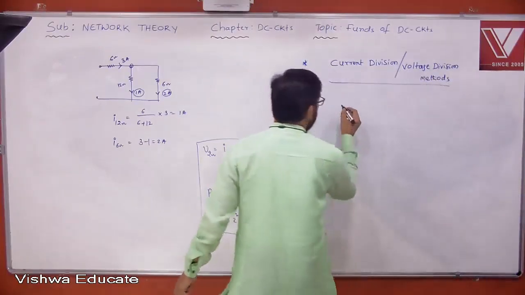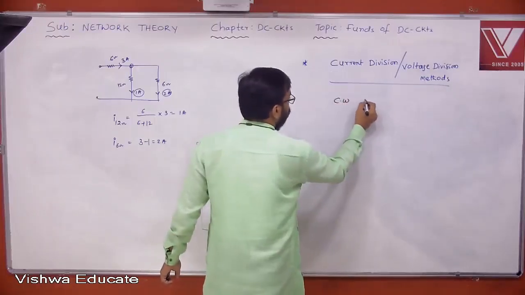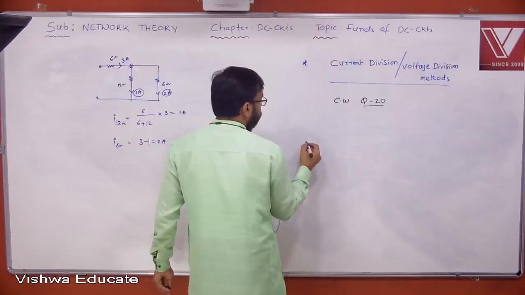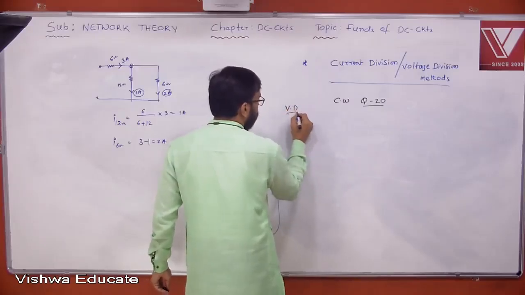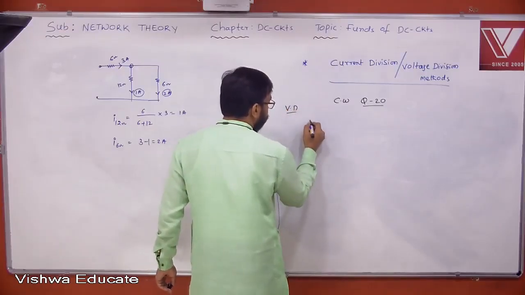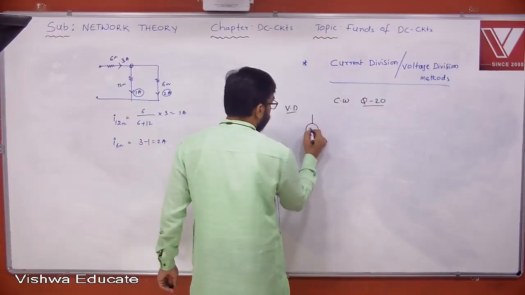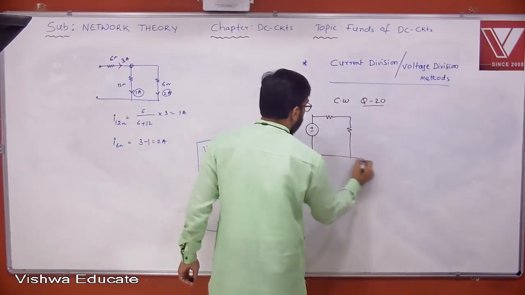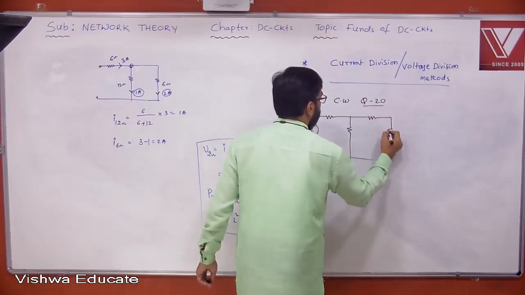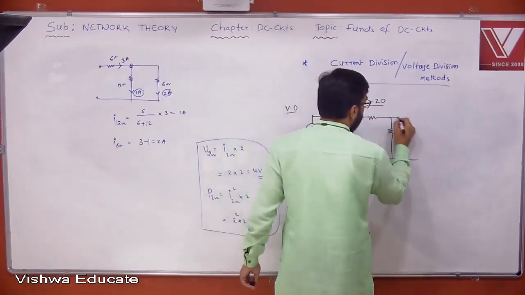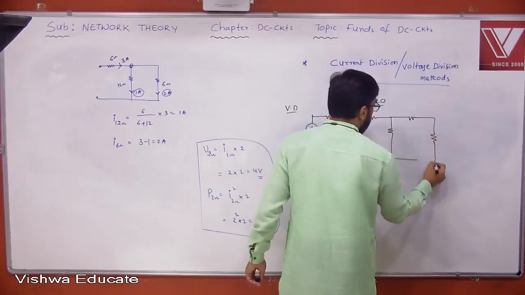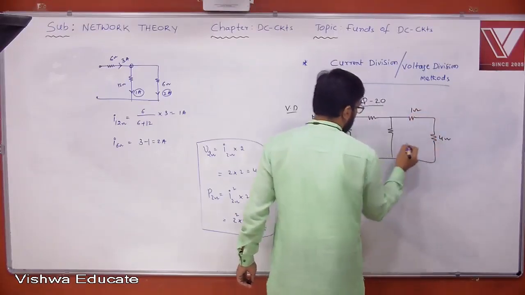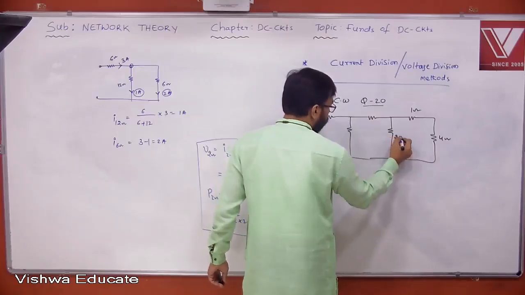The same classroom workbook, question number 20, we are in. Now we are using the voltage division method for the same problem. For voltage division, find the total voltage, then divide the voltage. For current division, find the total current, then divide the current. Yes or no? So therefore, let us see now.